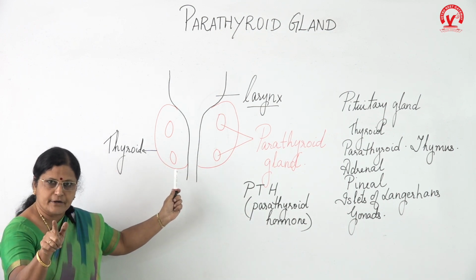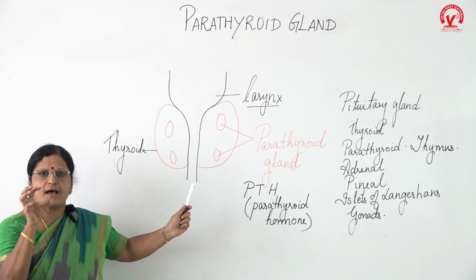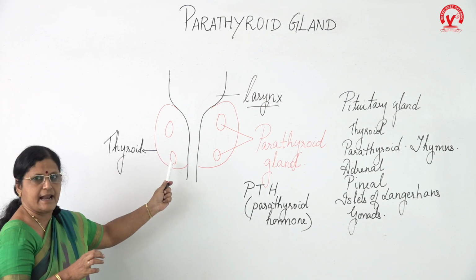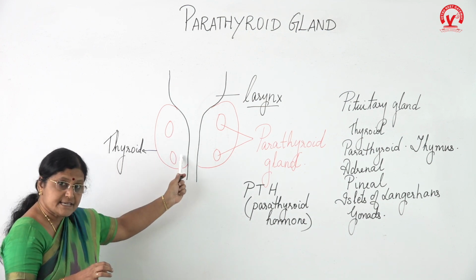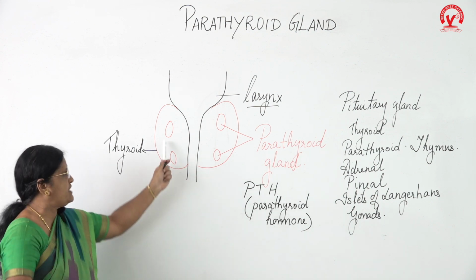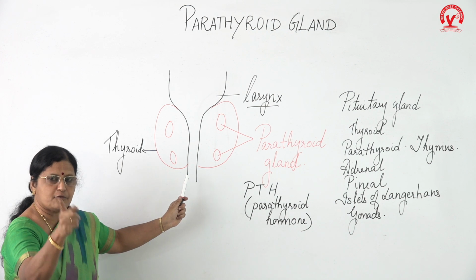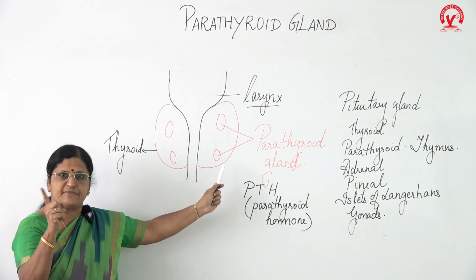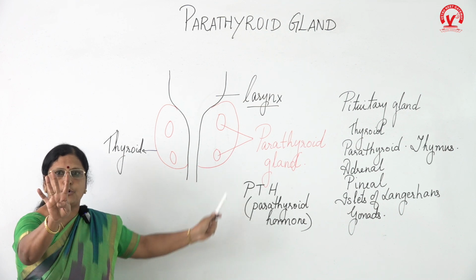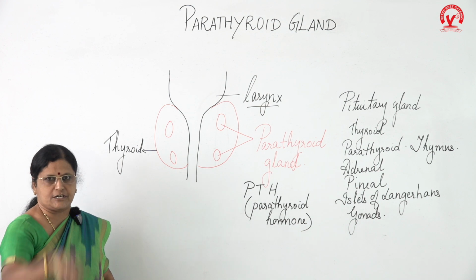Thyroid. Now we are going to see about the parathyroid gland. Closely associated with the thyroid gland are 2 lobes present on each lobe of the thyroid gland. A pair of lobes on the right side of the thyroid and a pair of lobes on the left side of the thyroid gland. So the parathyroid gland is a 4-lobed structure.